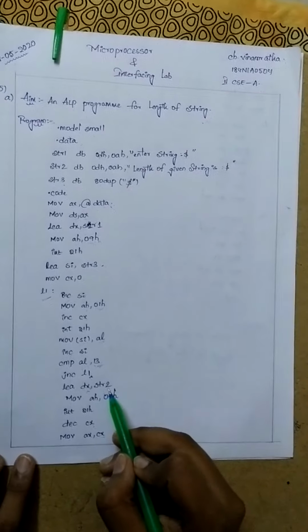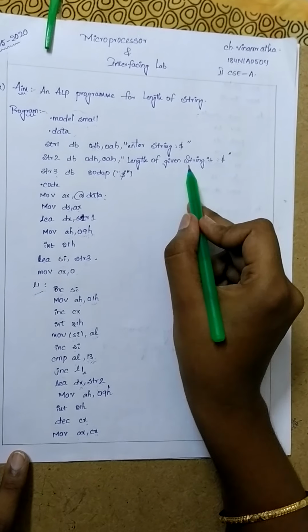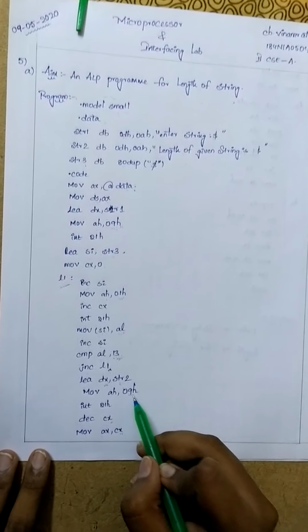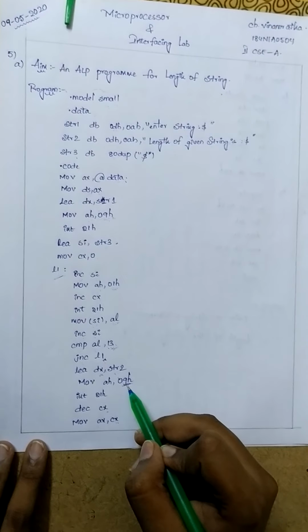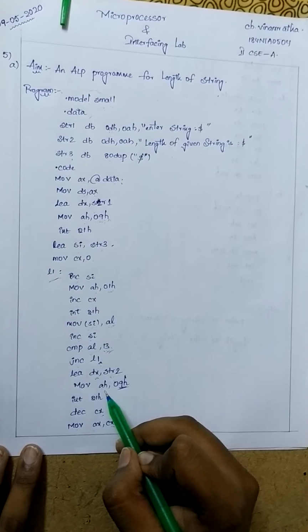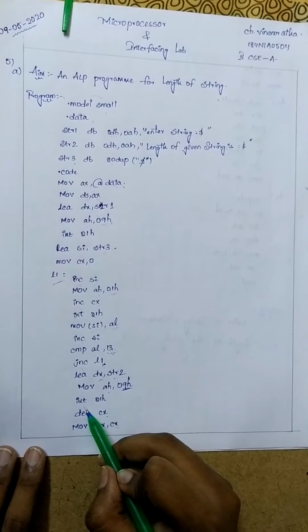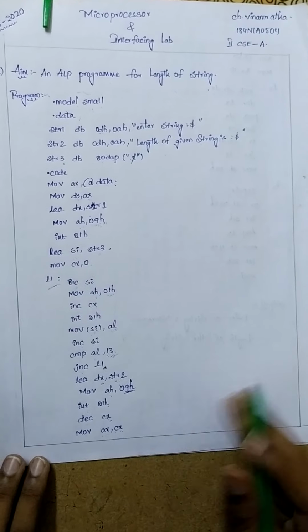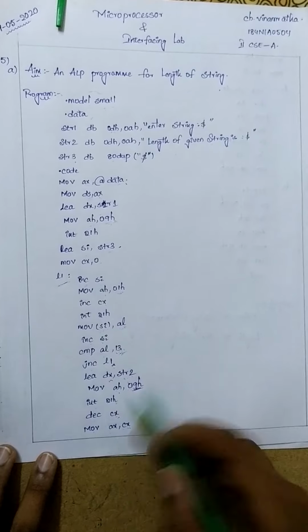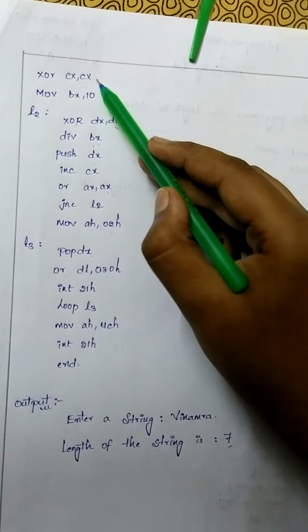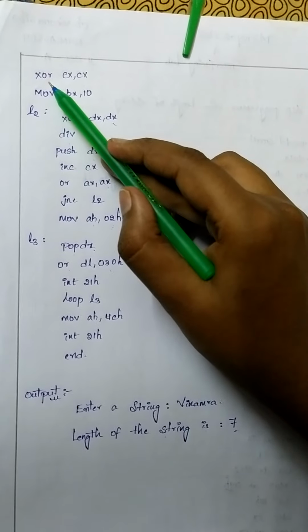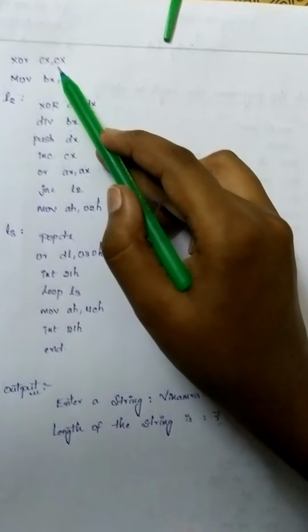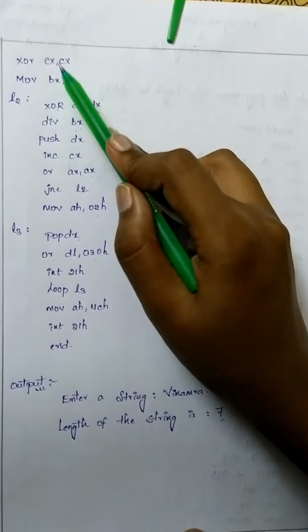lea dx, str2. String 2, the length of the string message, is loaded into the dx register. mov ah, 09h. 09h is used to display the string, and it is moved into the ah register. int 21h. Decrement the value of cx register. mov ax, cx. The cx value is then moved into the ax register. xor cx, cx. The XOR operation is performed between the two cx registers, so the contents present in the register are cleared.